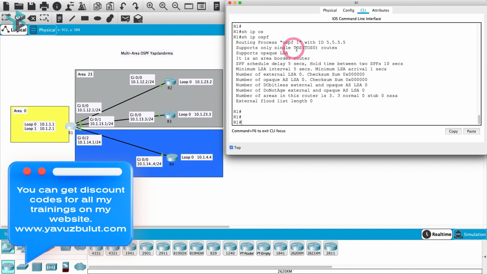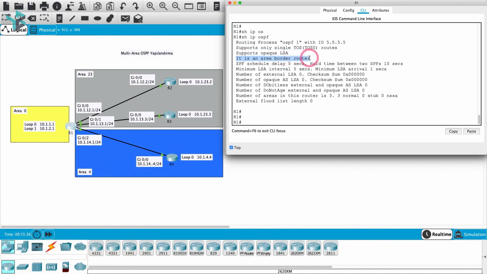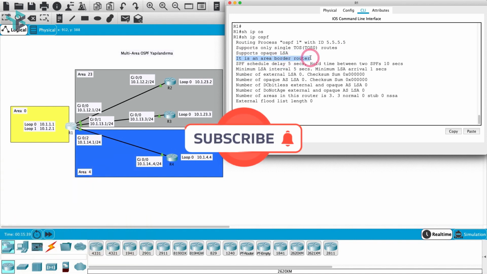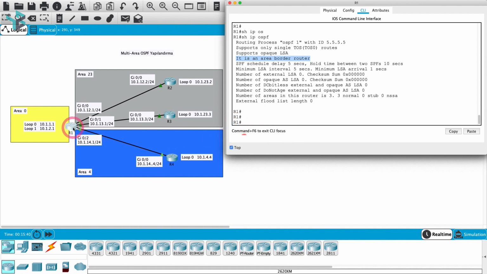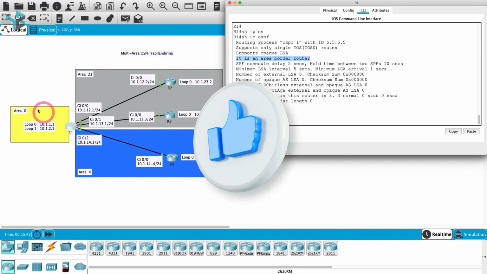When we look at it with the show ip ospf command, we can see the OSPF process ID, the router ID and that this is an area border router. This router is also connected to the backbone area because its interfaces are in different areas. This is how we do the multi-area OSPF configuration.